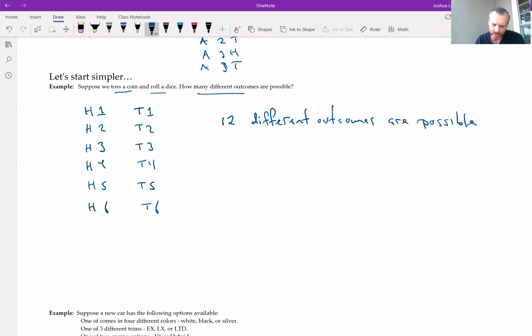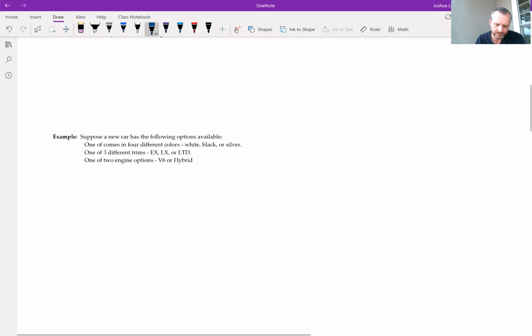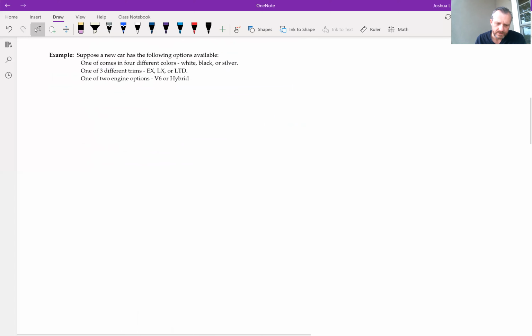Let's get it a little bit more complicated. Suppose a new car has the following options. 3 different colors. I'm sorry. Let me fix this here.